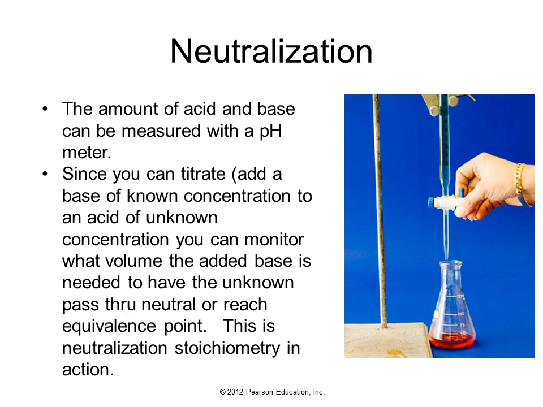So in the reactions, most important probably is neutralization, and we use this titration method much to determine the concentration of an unknown acid or base. So since you can titrate, that is, add base of known concentration to an acid of unknown, or vice versa, you can monitor what volume of the added base is needed, and you have the unknown pass through the neutral point, which is the equivalence point, and in this neutralization stoichiometry, you can then tell what's the concentration of the unknown.